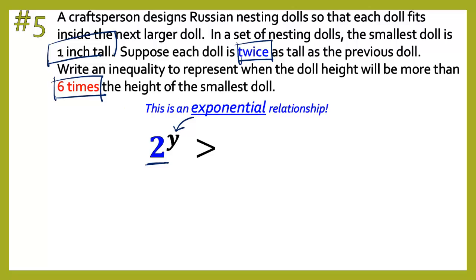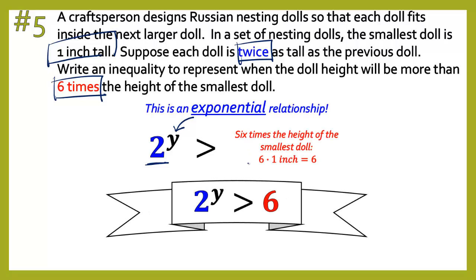Well, we know the smallest dowel is 1 inch. So 1 times 6 is 6. So your final answer should look like that. So it's just a matter of knowing where to put things. Like twice goes there, 6 times goes there. This looks like a football play.